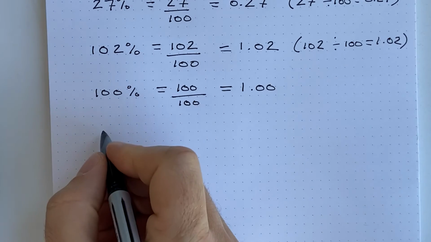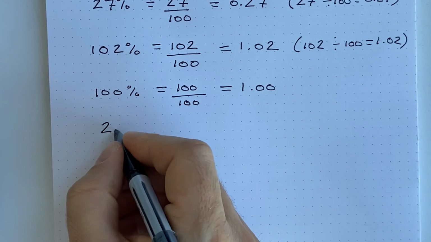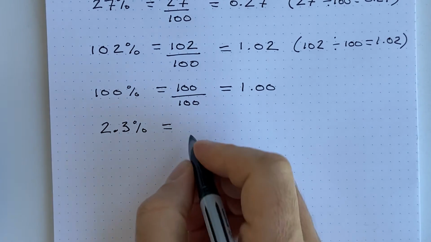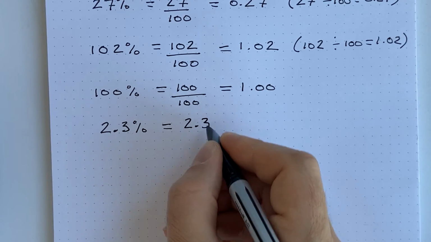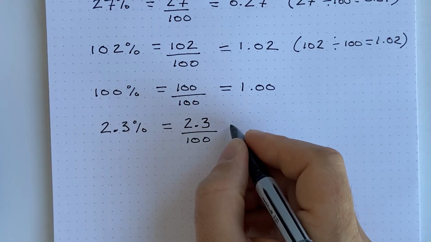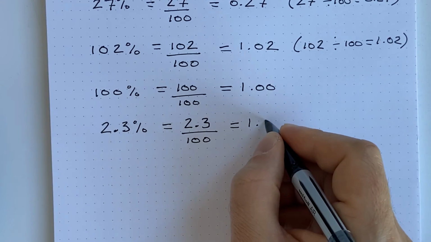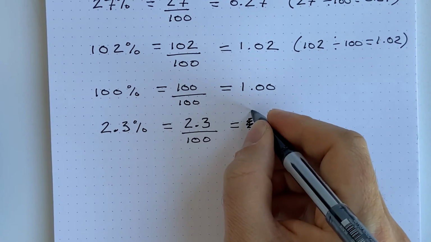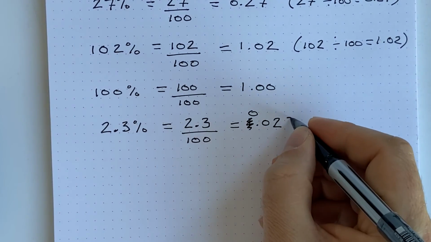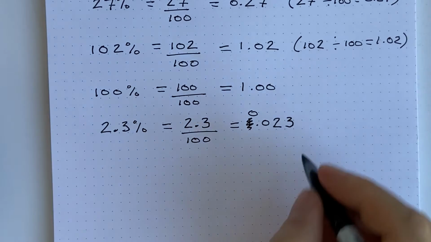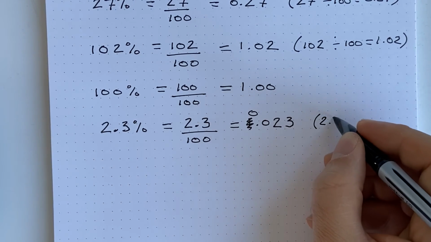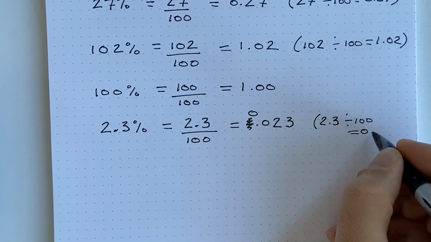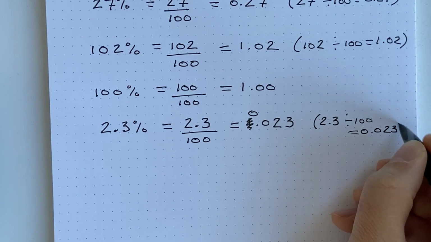We can also have percentages which are not whole percentages. We can have 2.3%, which is 2.3 hundredths, 2.3 over 100, which gives us 0.023. But if you're not sure, on the calculator, 2.3 divided by 100 will give you the answer 0.023.